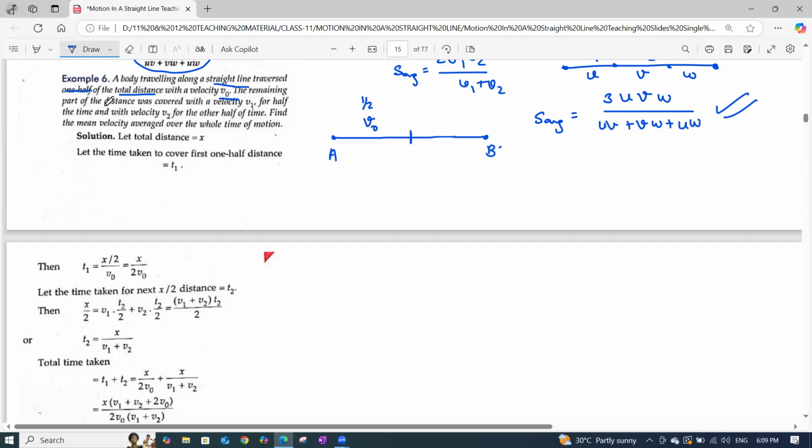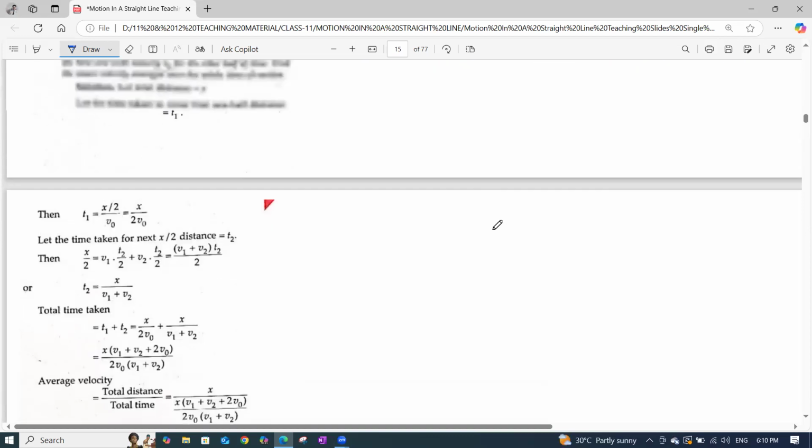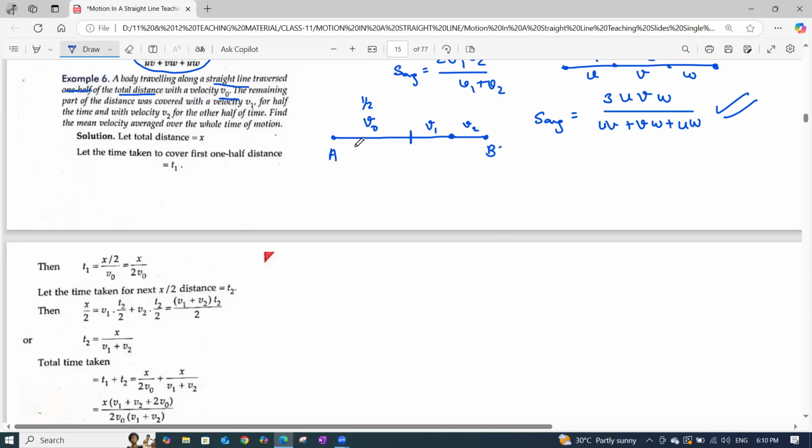The remaining part of the distance was covered with velocity V1 for the half time. Here, this is the remaining part where this half part is covered with velocity V1 and another part with V2. This part with V2, another half time. Find the mean velocity averaged over the whole time of the motion. Okay, now our duty is to calculate total velocity, average velocity we need to find out. Okay, how to find out average velocity? Now from A to B, do we have any distance? No. So let us take the distance as x.